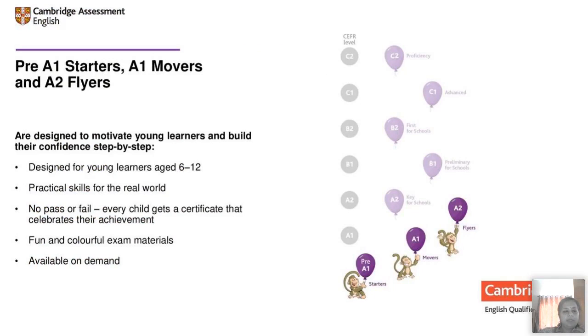So we will start with the pre-A1 starters and then move on to A1 movers and then A2 flyers. Now, all three levels come under the young learners category, and they are designed to motivate the learners towards the language and build their confidence step by step. So we are basically looking at learners who are either speaking English at home, but they're not very confident about it, or who are speaking some other language and are making the transition towards English. So it's typically designed for young learners between the ages of 6 and 12.